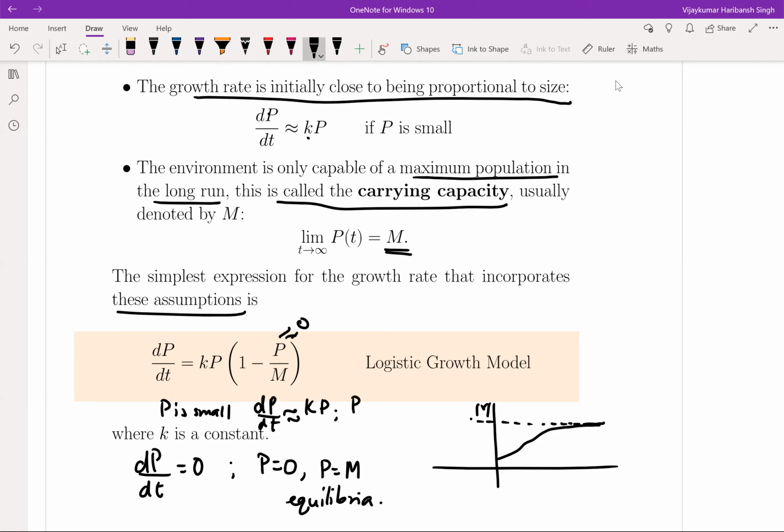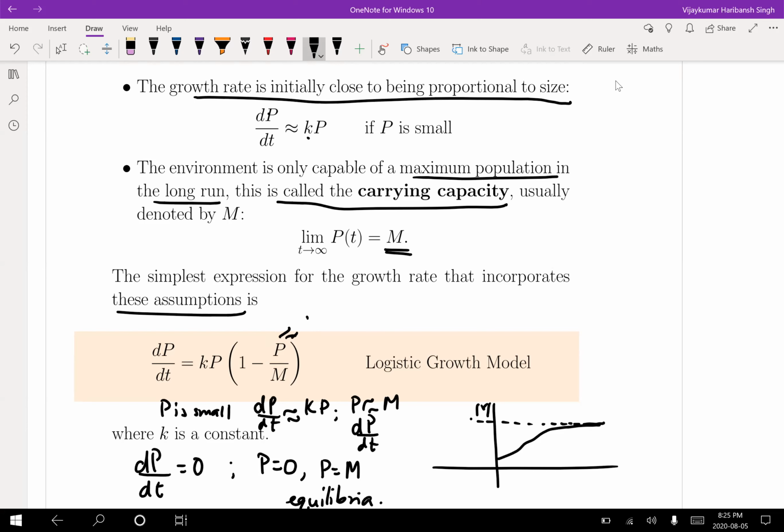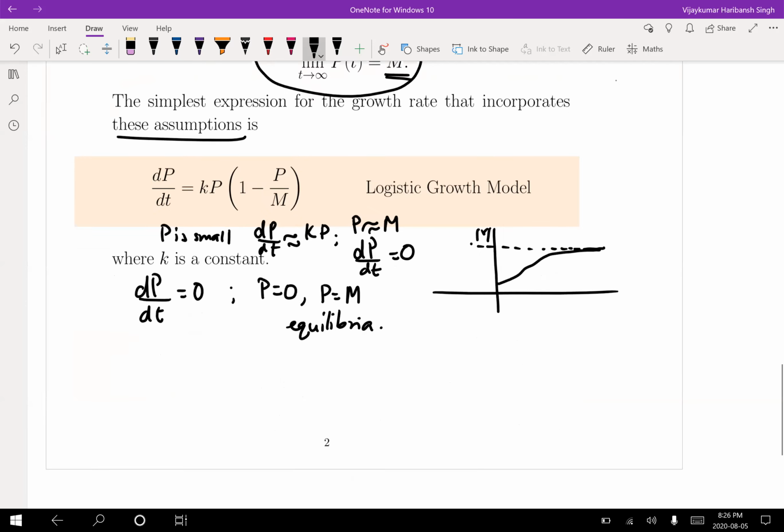If P is roughly equal to M, then what do we have for dP/dt? This will become 1, and 1 minus 1 will become 0. So if P is roughly M, then dP/dt is going to be 0, which makes sense, because when you're getting closer and closer to M, the growth should become 0. So now we have the following differential equation, which is called the logistic growth model, and we want to solve it. So how do we solve this?